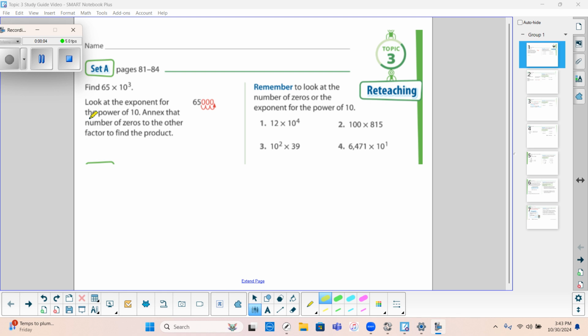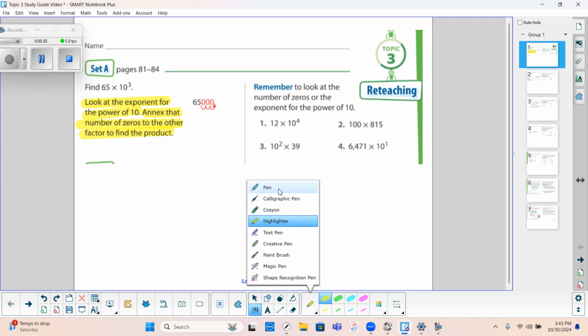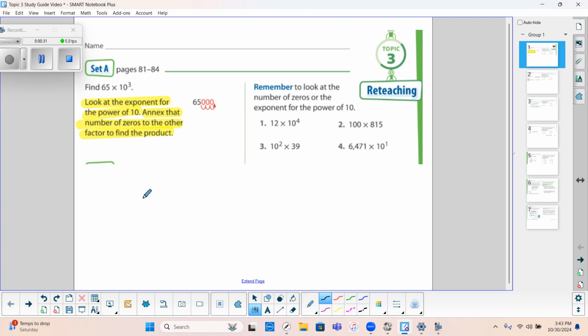Okay, for set A, find 65 times 10 to the third. It says look at the exponent for the power of 10, and it uses the word annex, which is kind of add the number of zeros to the other factor to find the product. All right, let's put that in terms of something that's easier to understand.